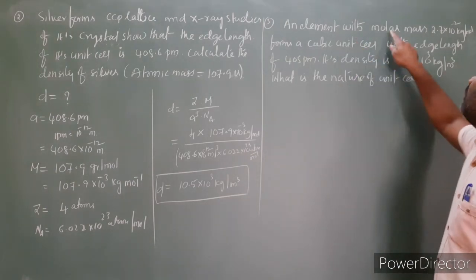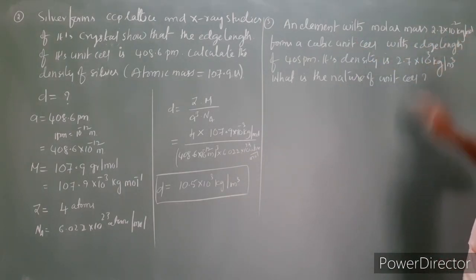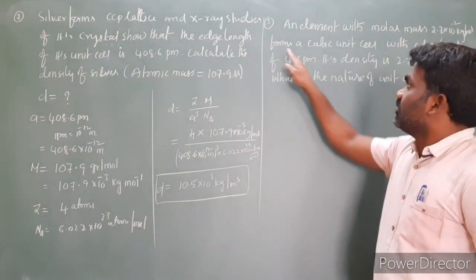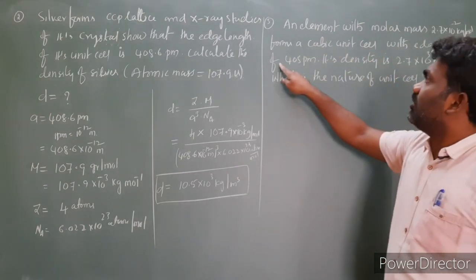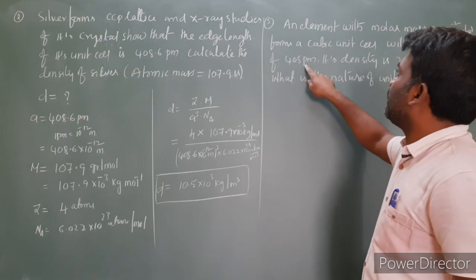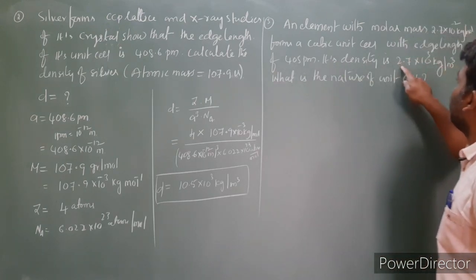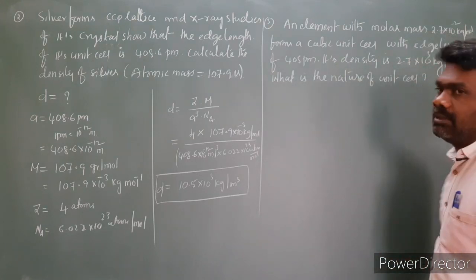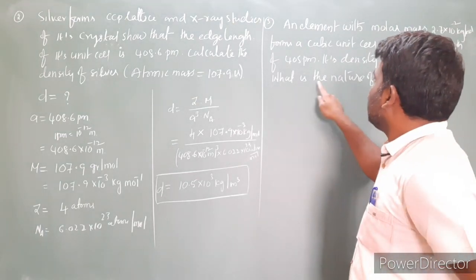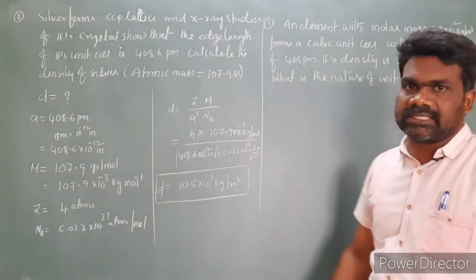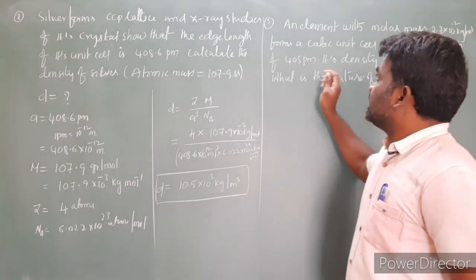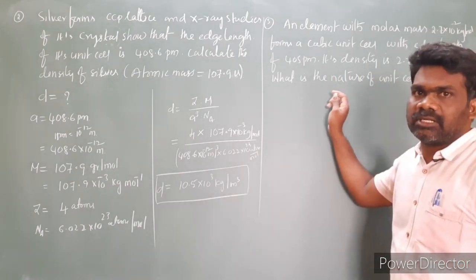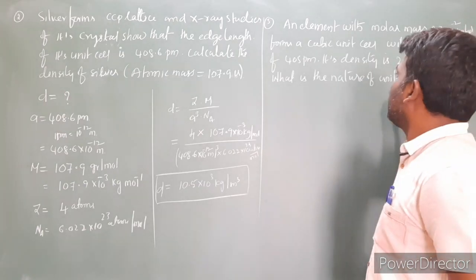An element with molar mass 2.7 into 10 power minus 2 kg per mole forms a cubic unit cell with edge length of 405 picometers. Its density is 2.7 into 10 power 3 kg per meter cube. What is the nature of unit cell? So we have to find out the nature of unit cell. This is the in-text question from NCERT book.